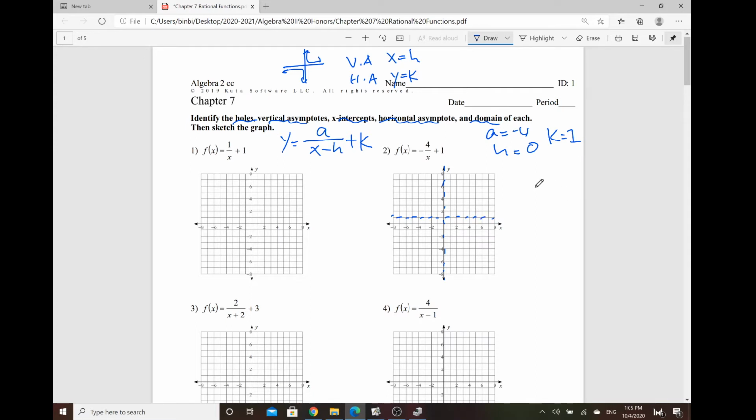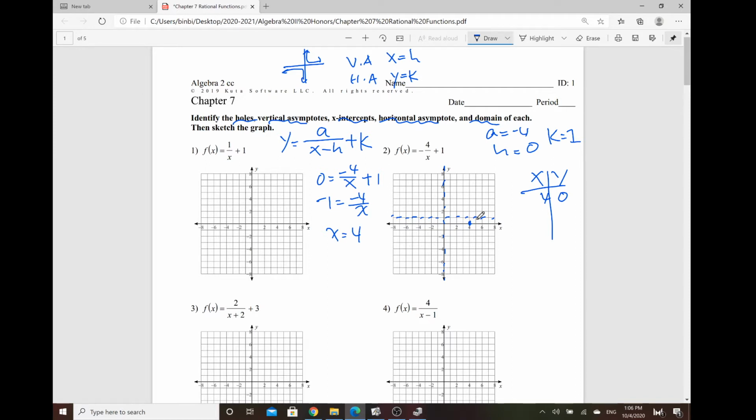Now once we come up with this, we want to set up the xy table to get some points. Another thing you might be asked to find is the x-intercept. So let's find the x-intercept here. For the x-intercept, y equals 0. So set y equals 0, so we have 0 equals -4 over x plus 1. Solve for x. Subtract 1 from both sides. So x is +4. So 4 comma 0, which is over here.